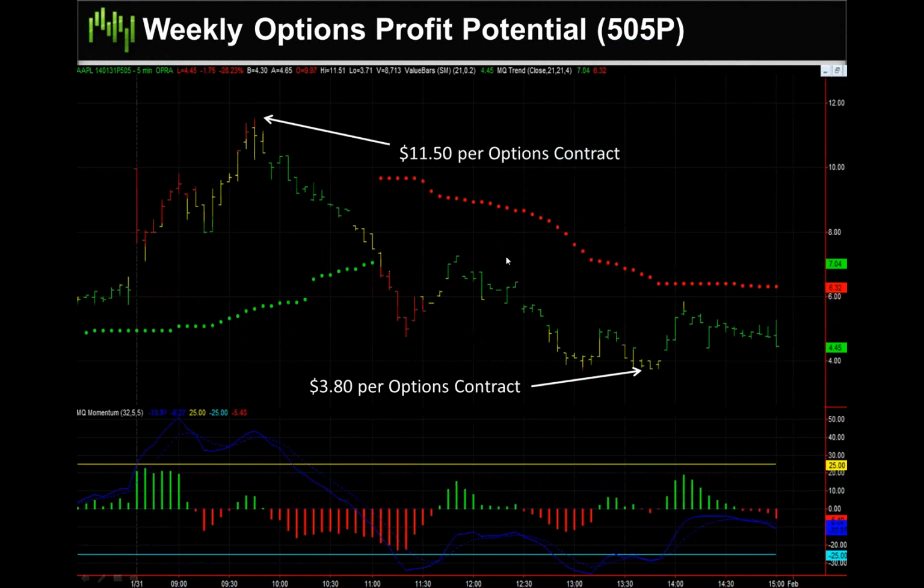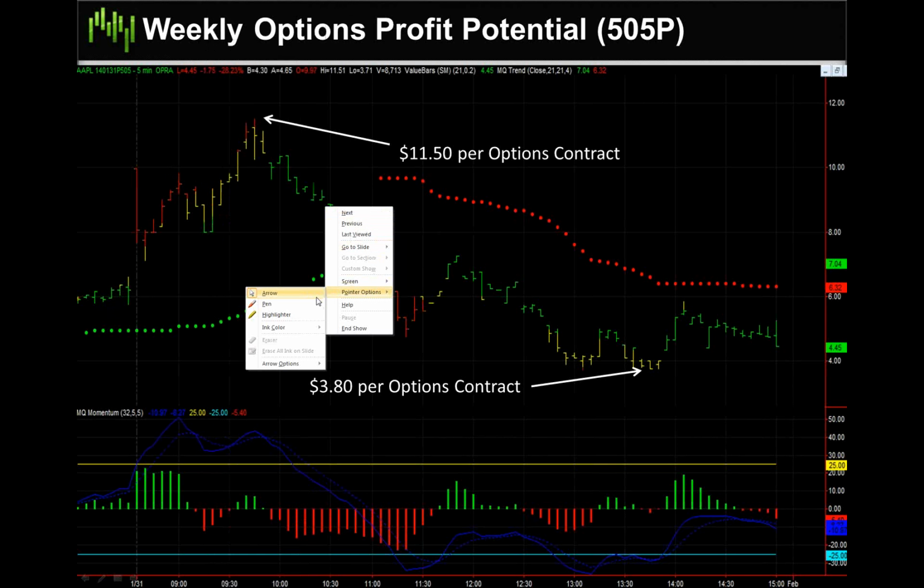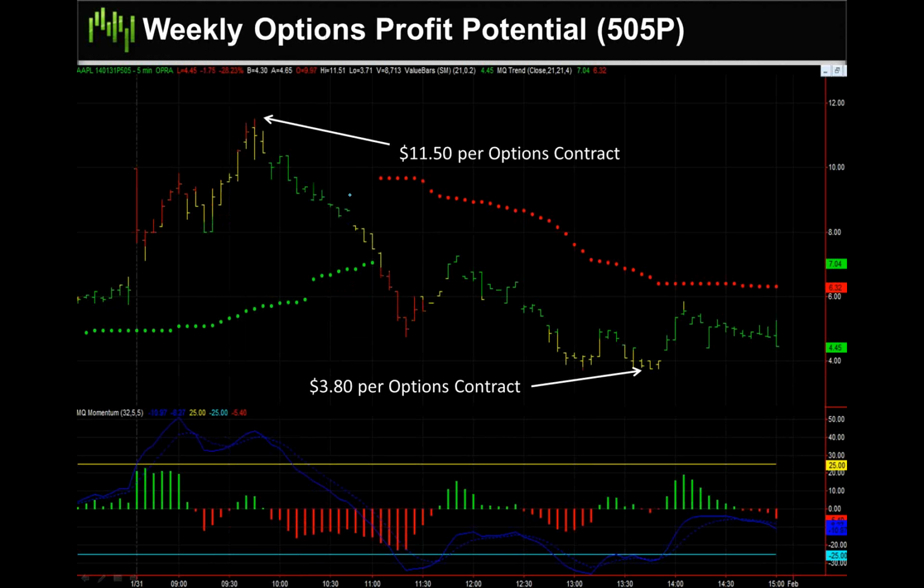Now, for the put option side of the equation, remember we talked about that. Put options are betting that the market's going to head lower. So going into expiration, this is actually an in-the-money put option. This is above the closing price of $500 a share. This is a 505 put. So this has an intrinsic value.